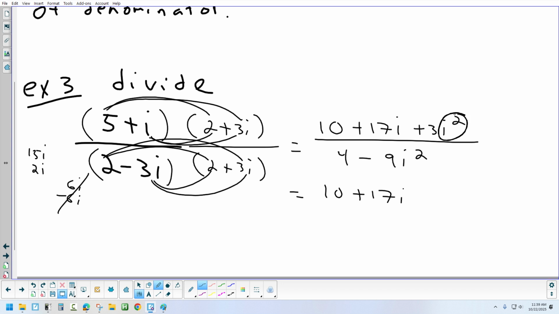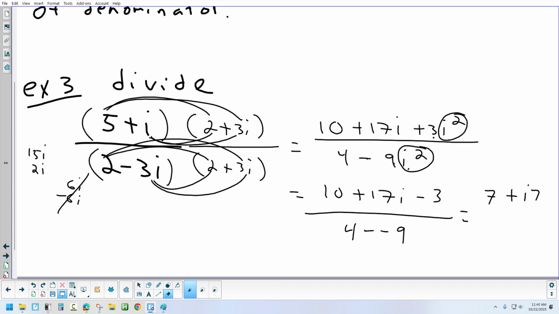This is negative 1. What's 3 times negative 1? Negative 3. Okay. And we have 4 minus, this is also negative 1. What's 9 times negative 1? Negative 9. I still have that other negative that was there before. Okay. 10 minus 3 gives me 7 plus 17i.